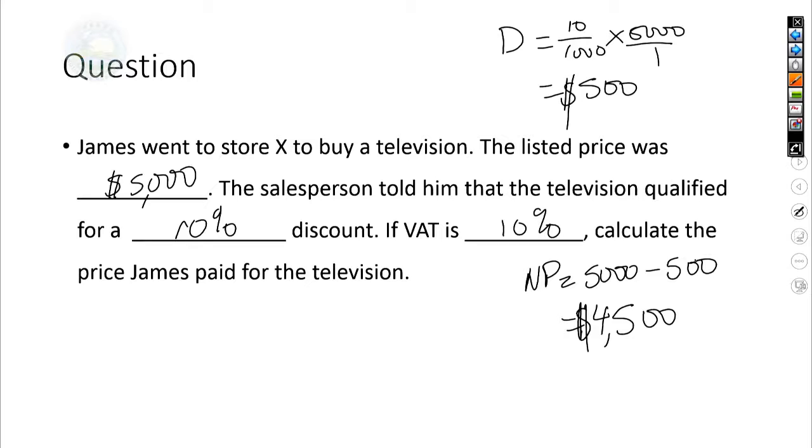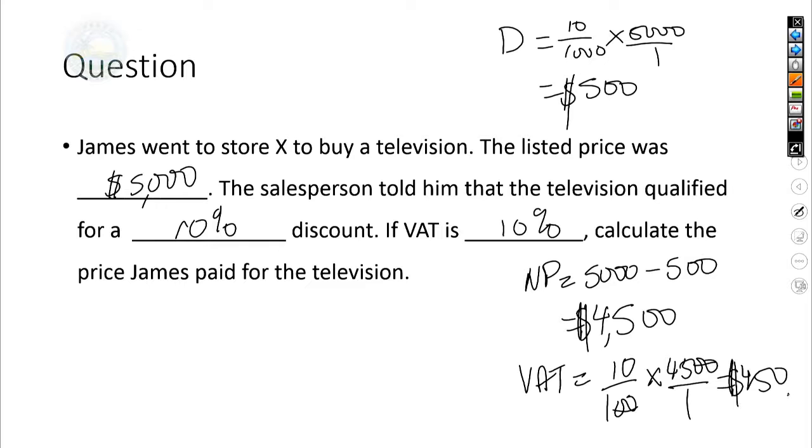So what is 10% of this number? Well, the VAT will then be the VAT percent, which is 10% of the discounted price, which is $450. So what would he pay? Remember, VAT, we always add it back. So then that will be 4,500 plus 450, which is $4,950.